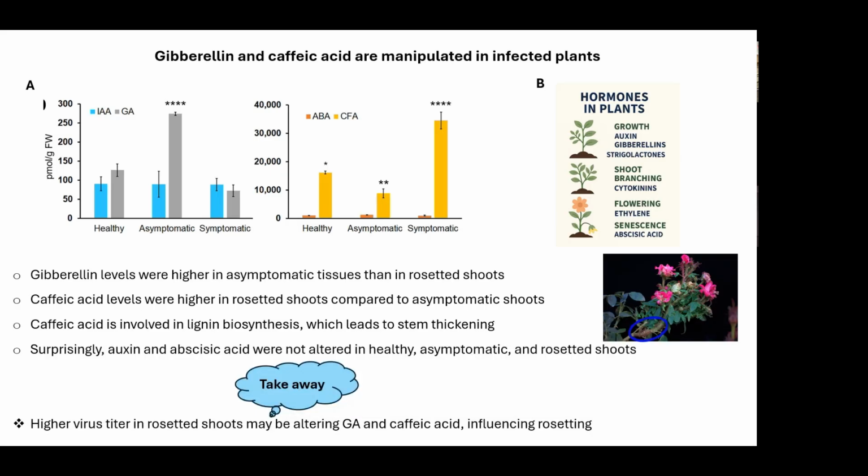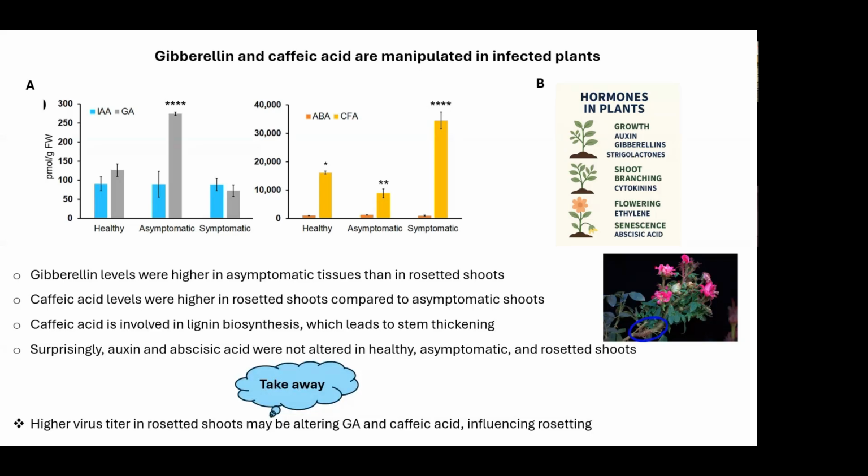So when we looked at the auxin levels, or IAA, we didn't see any difference when we measured the hormone levels. So they were equally produced in the plant in healthy, asymptomatic, and symptomatic. When we looked at the gibberellin levels, we found gibberellin, or GA, is more produced in asymptomatic compared to symptomatic and healthy. And when we looked at the levels of ABA, or abscisic acid, it was slowly produced and equal in healthy, asymptomatic, and symptomatic.